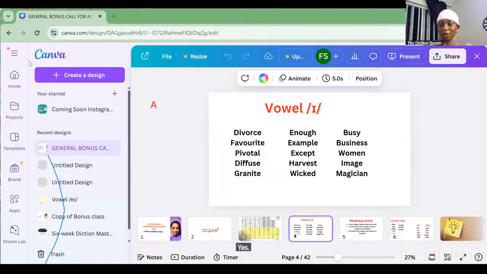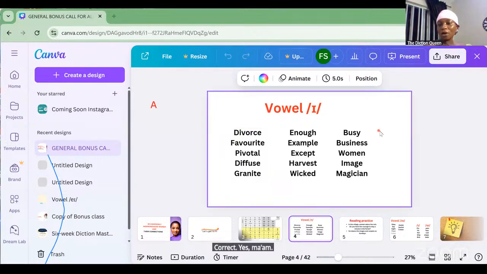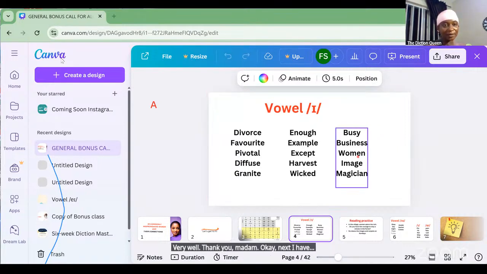Okay, I'll call on another person. Pamela, kindly unmute. Good evening, Pamela. How are you today? I am very well. Please pronounce the words. Divorce. Favorite. Pivotal. Correct. Diffuse. Granite. Very well. Thank you.